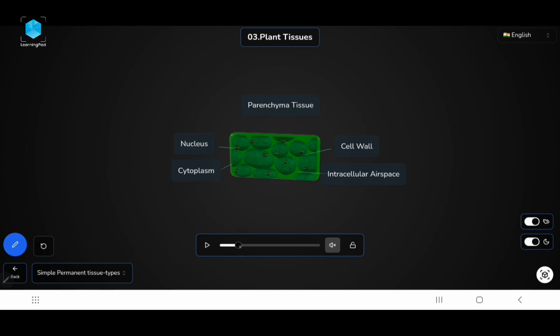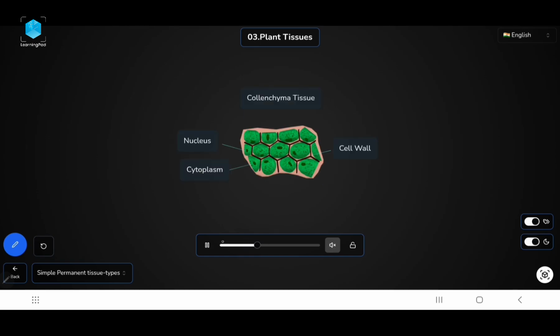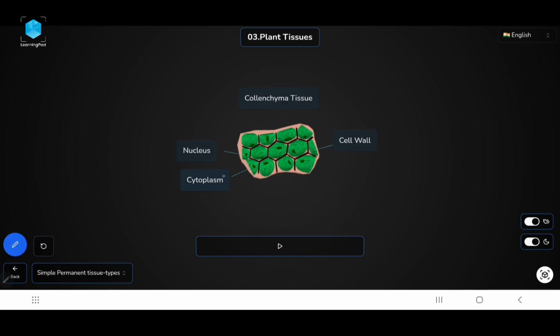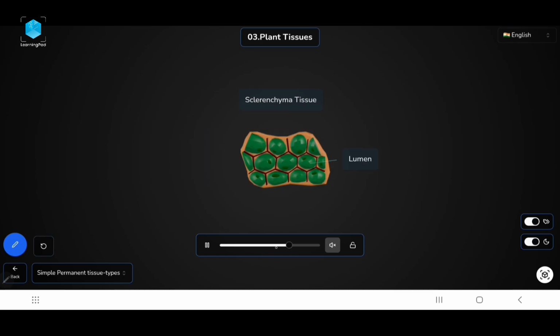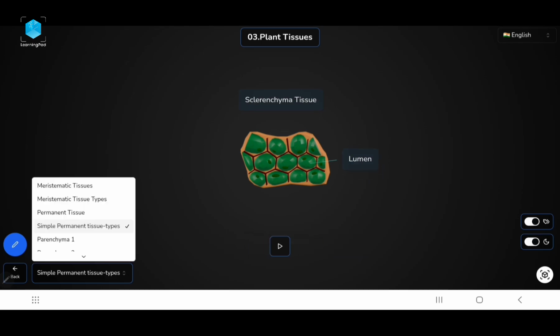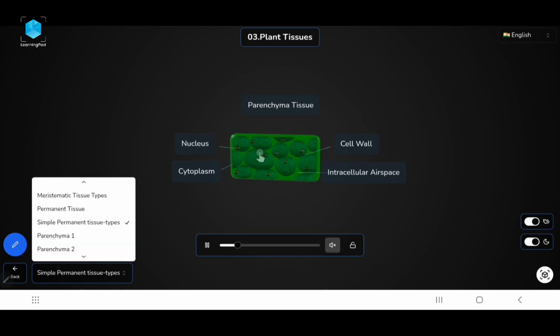Next, after Parenchyma tissue, you can see Collenchyma tissue. Here the tissue consists of little intercellular space and again a nucleus, cytoplasm and cell wall. The next type of simple tissue is Sclerenchyma tissue. Sclerenchyma tissue has a rigid cell wall and lots of lumen space in between the cells. This was about simple tissues.